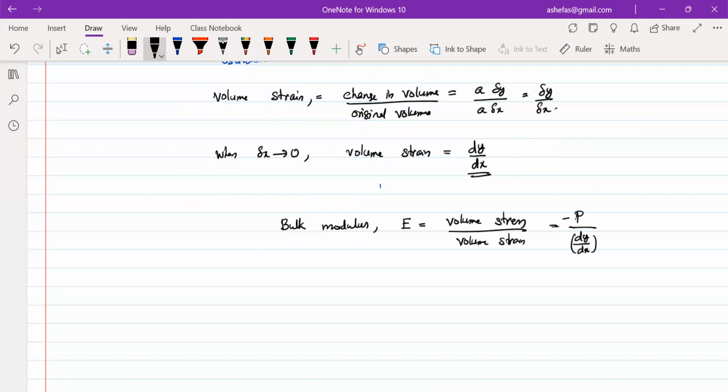Now we have to put an additional negative sign here, because if you apply pressure, the volume decreases. So the change in volume would be negative, or the volume strain would be negative, but the bulk modulus should be positive. So in order to overcome that, it is better to put a negative sign in this definition. Because if P is positive, dy by dx would be negative, and the total quantity E would become positive. So hence the expression for pressure can be written as minus E times dy by dx.